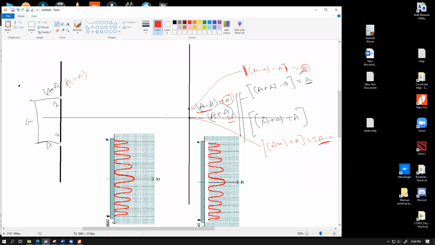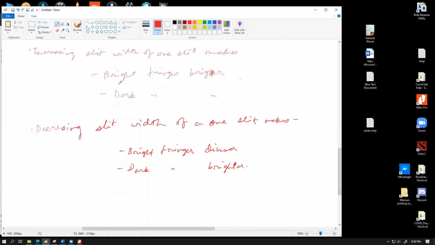So this is the important part that you need to understand, that these two things are not same. Increasing the slit width of one slit makes both of them brighter, which is logically acceptable because the sum becomes more than 1. Decreasing the slit width will make the bright fringes dimmer because the total sum will become smaller. However, the dark fringes will become brighter because the difference will be non-zero. এই ডিসকাশনটুকু বুঝা গেছে কিনা?